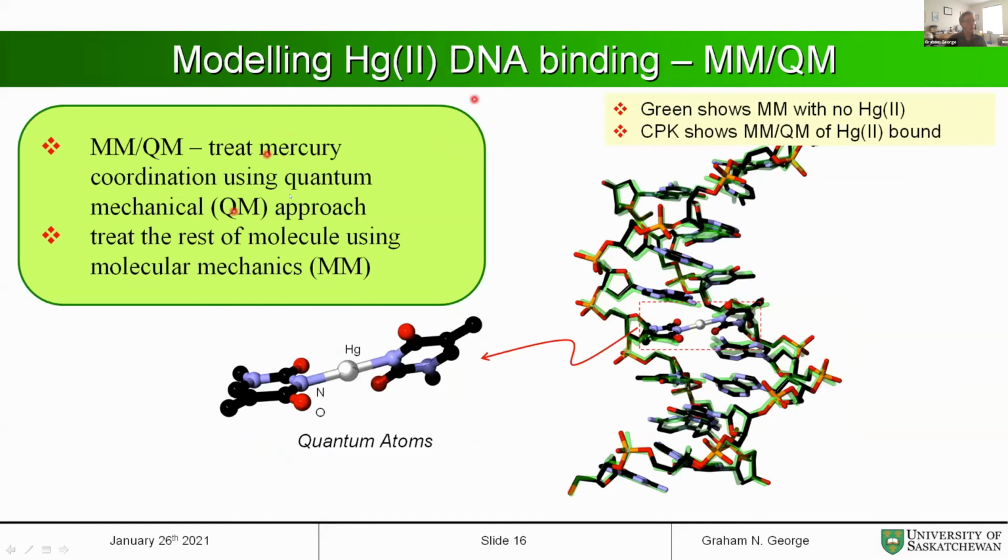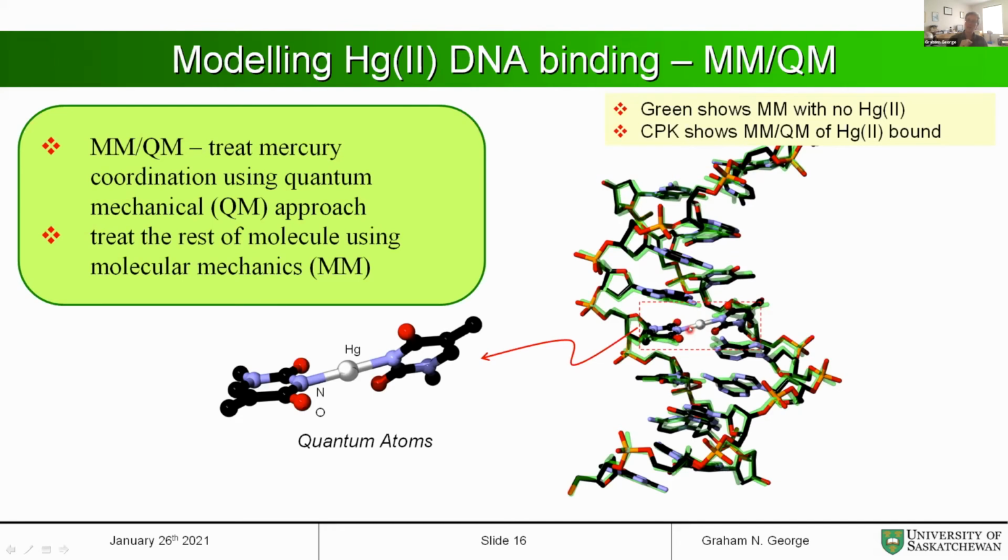Anyway, the MMQM approach is you would take the atoms binding mercury and you would treat them with density functional theory, and the rest of the molecule gets treated with molecular mechanics, which is very fast and can do things really quickly. And so you've turned something that was intractable into something that was highly tractable. And this is what we find. It's basically the same sort of structure. Again, here the green is the unperturbed DNA calculated molecular mechanics geometry optimized structure. And in the middle here you have the DNA thymines bound with the mercury.